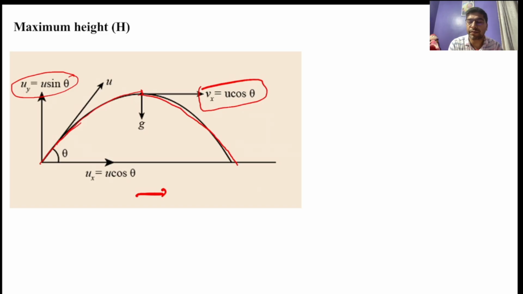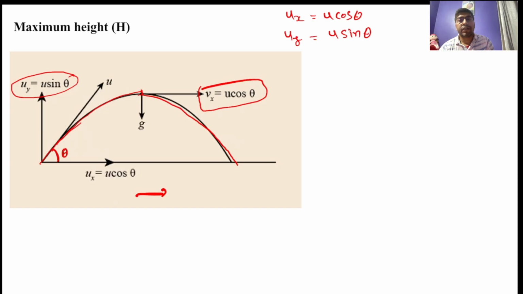Clear? Very good. So what is the horizontal component of this initial velocity? We can consider ux. What is that? u cos theta. Why? Because this is u and this angle with the horizontal is theta. Clear? So u cos theta. And what about the vertical component? uy is u sin theta. Clear?